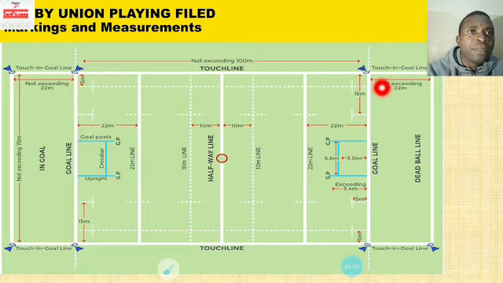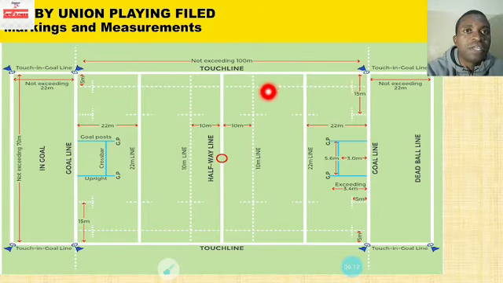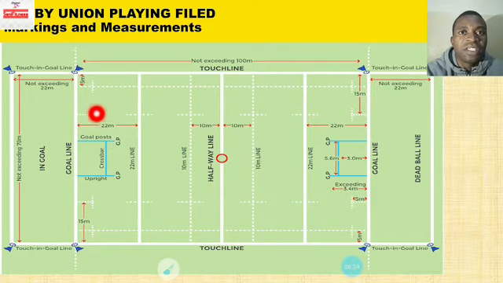Okay, then if you observe carefully, from the touch line 5 meters into the inside of the field, there's this dashed line. This also is referred to as a 5-meter line, because from the touch line 5 meters into the playing field we have this line, therefore it is referred to as the 5-meter line. Then from the touch line 15 meters into the playing field, this dashed line over here is referred to as the 15-meter line.